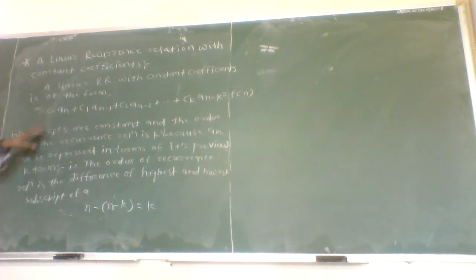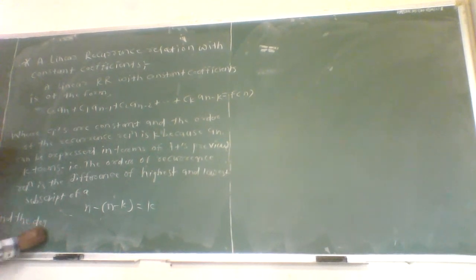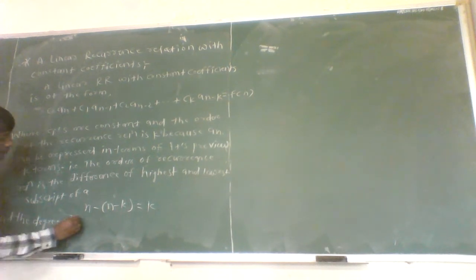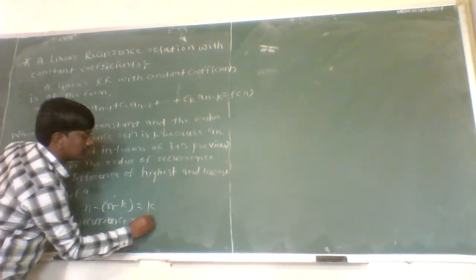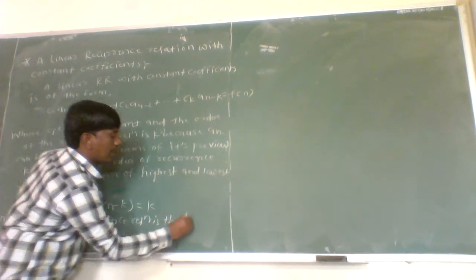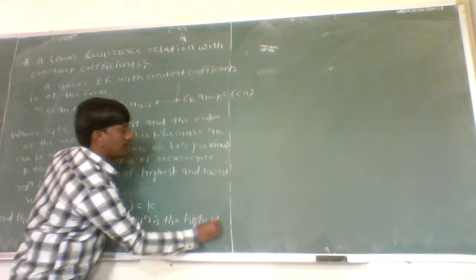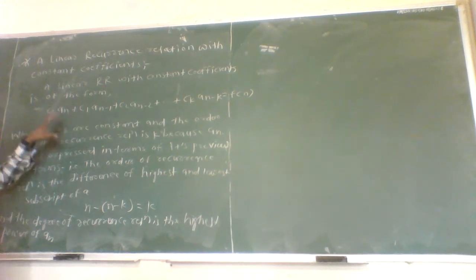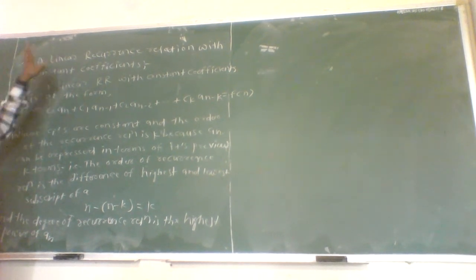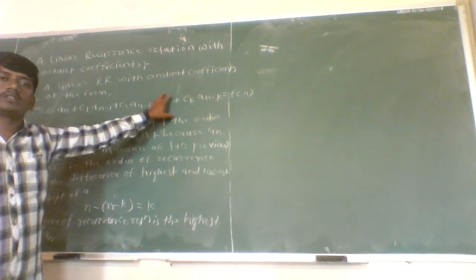In this way, we can find out the order of any recurrence relation, and the degree of a recurrence relation is the highest power of this sequence a. Okay, so this one is the recurrence relation with constant coefficient. Now we have to see what is a linear recurrence relation. Why this one is called a linear recurrence relation with constant coefficient.